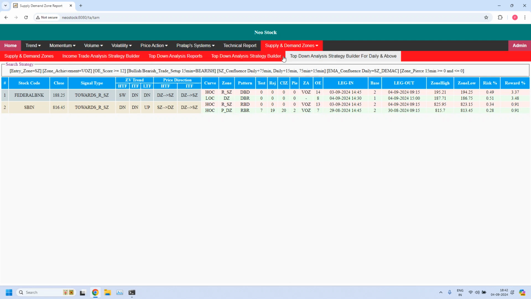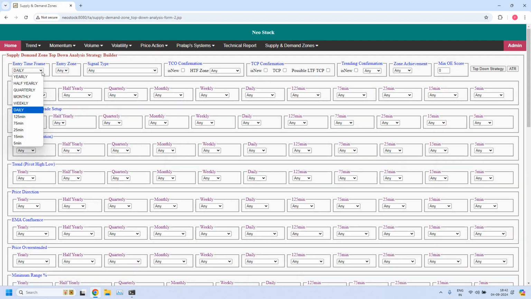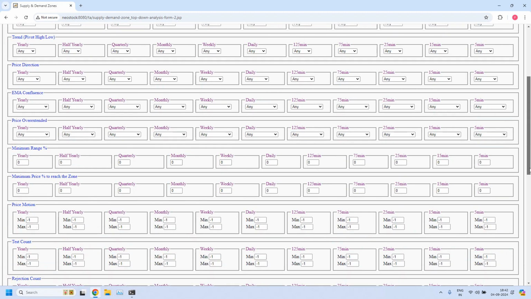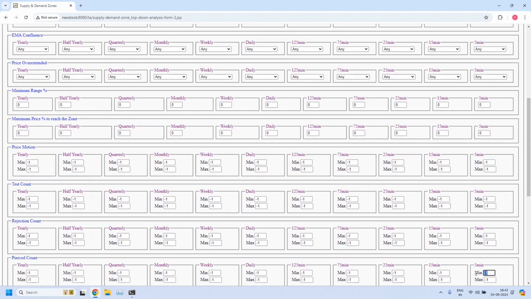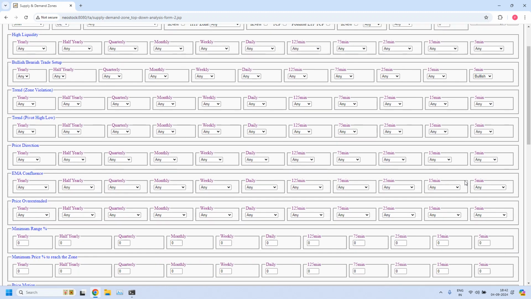And the next one is a daily income trade, bullish trade setup, entry time frame 5 minutes, entry zone is a demand zone. And in bullish or bearish trade setup at 5 minutes, I am selecting bullish. The 5 minutes demand zone should not be pierced. So in the pierced count, 5 minutes minimum value 0, maximum value I am setting 0.